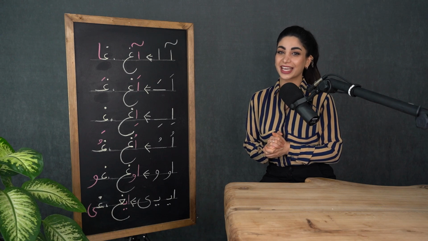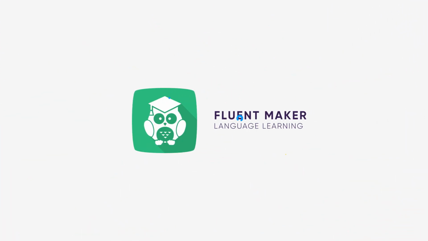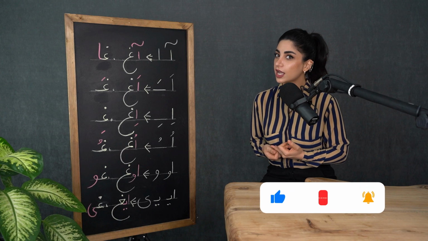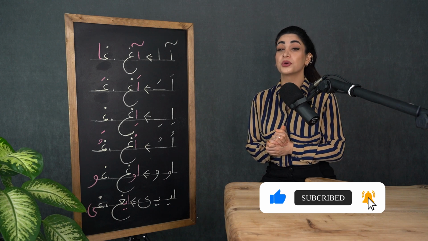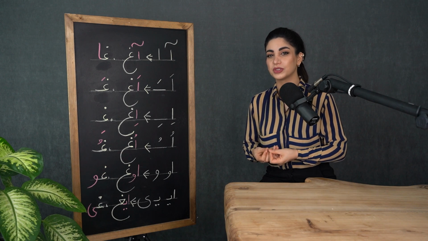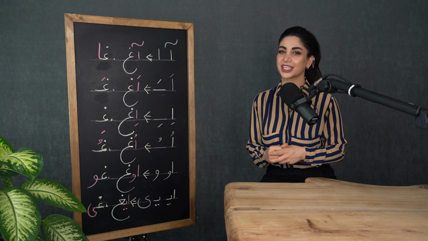Let's play with ق this time. Today we want to see how ق looks and sounds when it's attached to vowels, when it plays with vowels. Sometimes it would be tricky, but we will figure it out today.